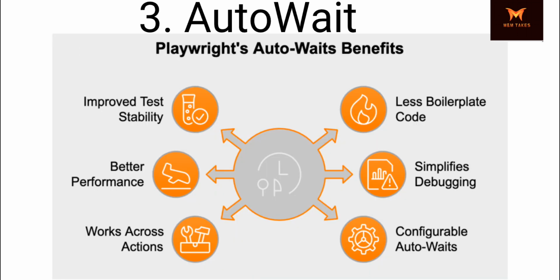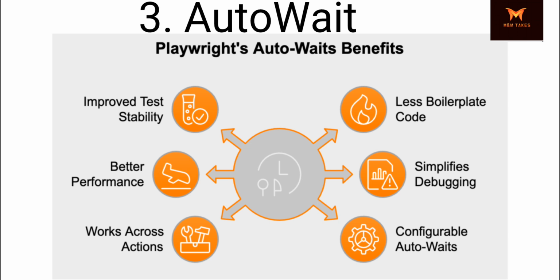Now we will move on to the third difference, which is called auto wait. In the last session we already discussed what auto wait is, so now I'll give a brief explanation of what it means for Playwright. Auto wait means Playwright automatically waits for the necessary conditions before performing any action or assertion.